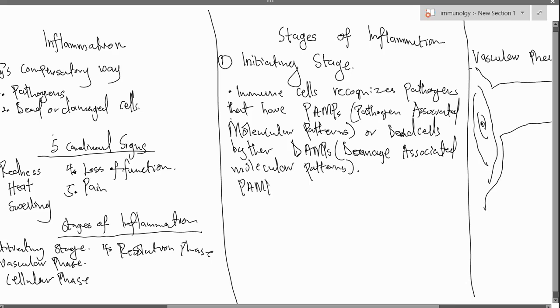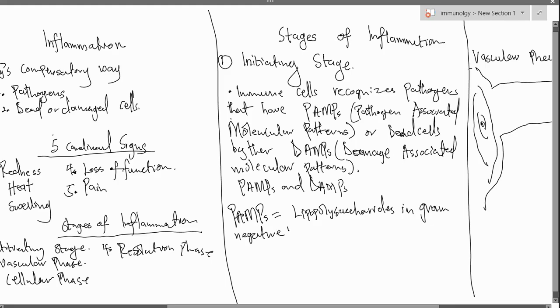So these PAMPs and DAMPs are molecular signatures that allow the immune cells to identify them. For instance, when we talk about the pathogen-associated molecular patterns, examples are lipopolysaccharides in gram-negative bacteria. Then we also have double-stranded RNA, single-stranded RNA, and the peptidoglycan layer. So these patterns or structures are mostly found on the surface of the pathogen, and they are recognized by the immune cells. So this is what actually happens.